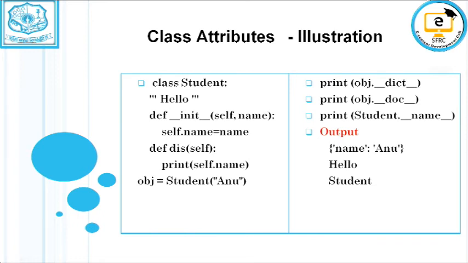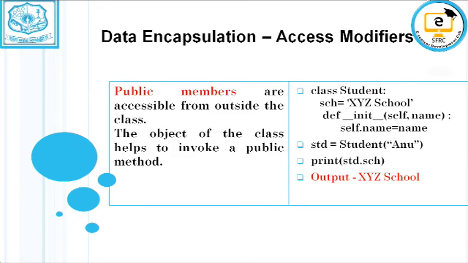Next, data encapsulation. The data plays a vital role in each and every class being created when you implement the OOPS paradigm. How can you implement data encapsulation inside a class? By using access modifiers. First, public members. Public members are accessible from outside the class. The object of the class helps to invoke a public method. So using the object itself, we can access public methods as well as the instance variables created inside a class.